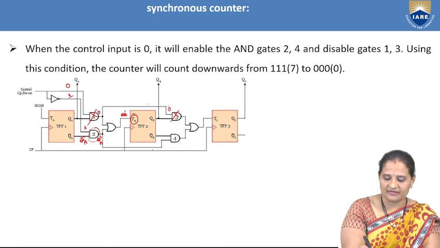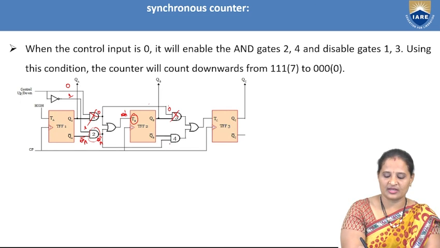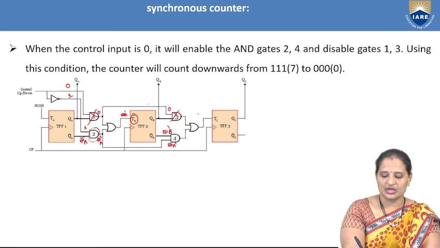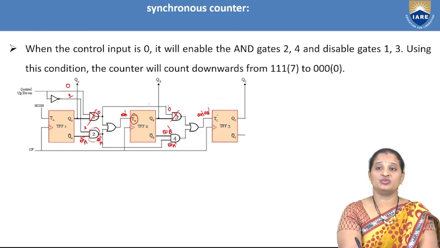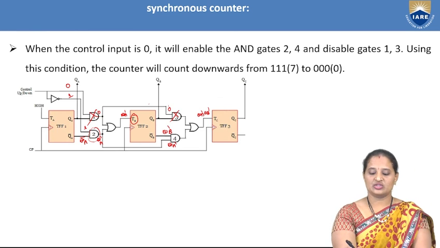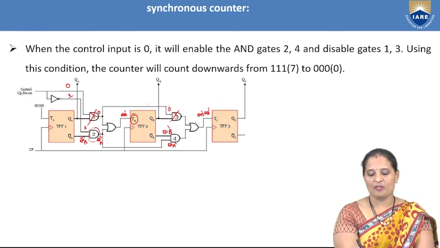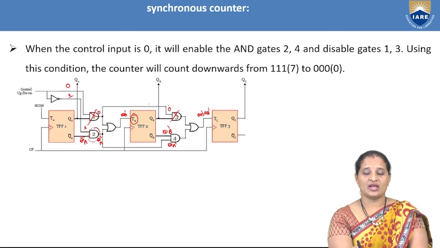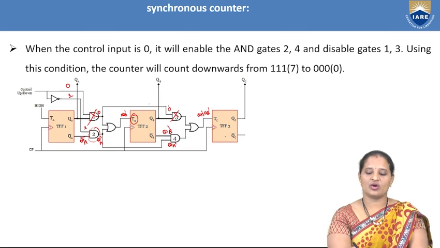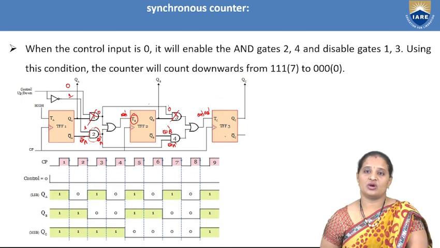Now this is given as input to the fourth AND gate here. So now what am I getting here? QA complement. And what is the other input to this fourth AND gate? QB complement. So QA complement and QB complement are given as input to the third flip flop. So as we are connecting the complemented output as input to the toggle input of the flip flop, it works as a down counter.